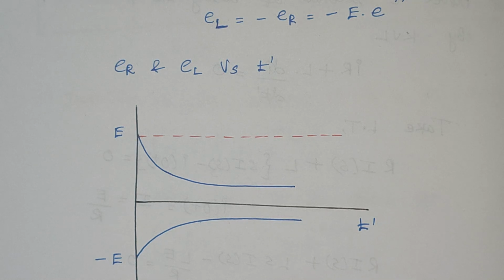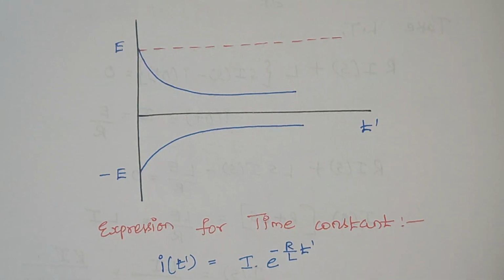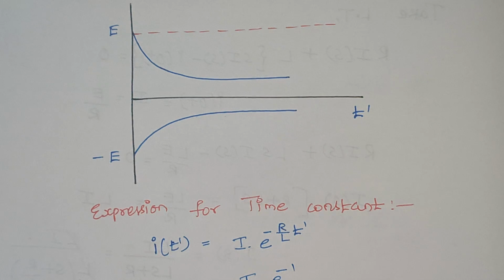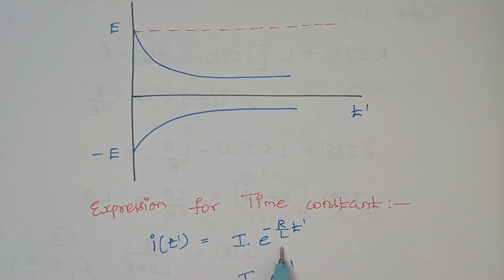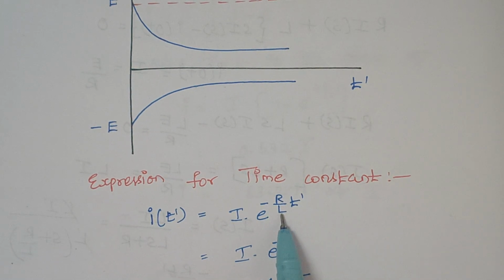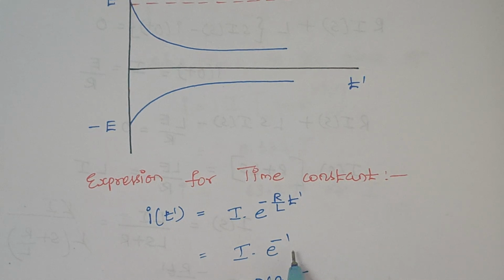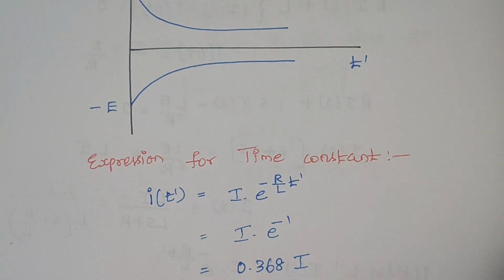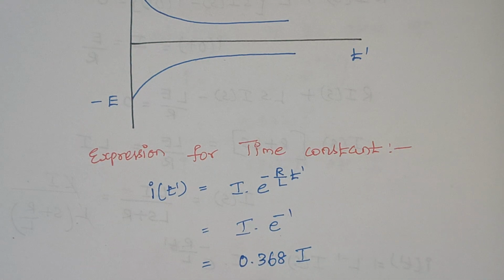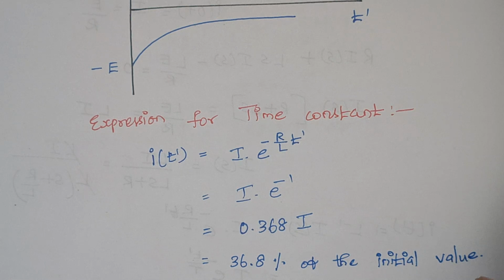Now the next thing is to find the time constant for decaying transients. Here is the expression for I of t dash. In case the exponential term has the value of 1, it is I into e to the power minus 1. So e to the power minus 1 is nothing but 0.368 times I, which is 36.8% of the initial value.